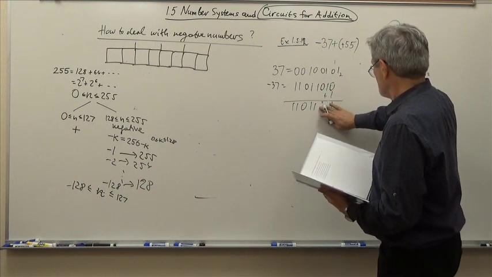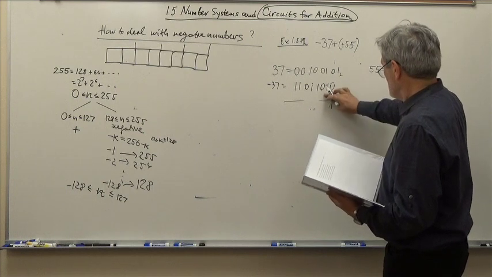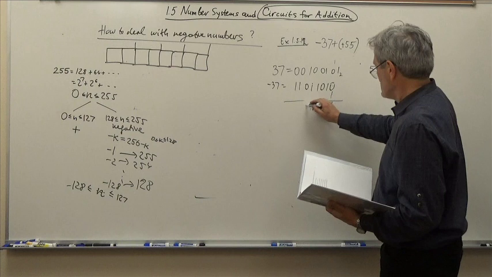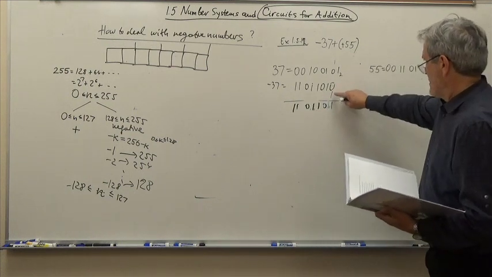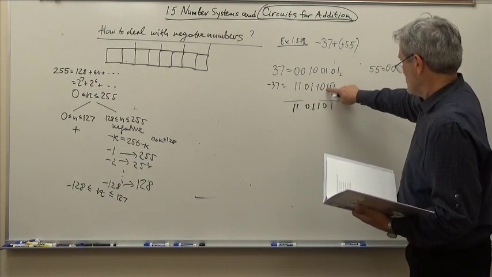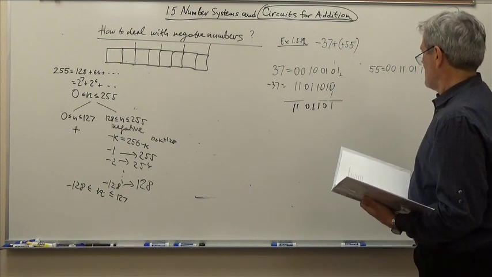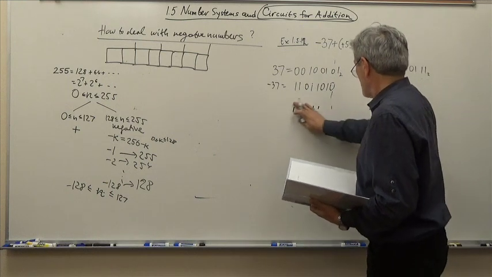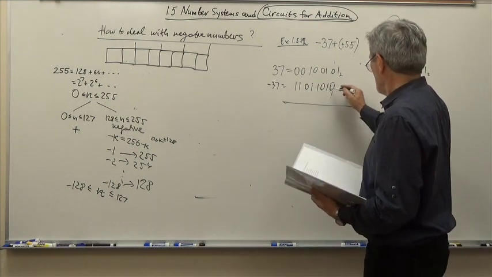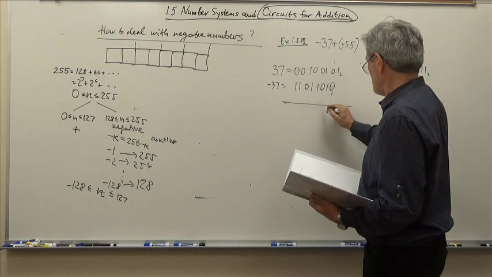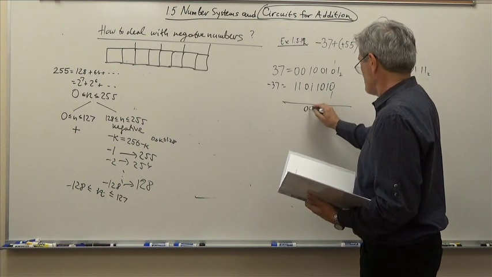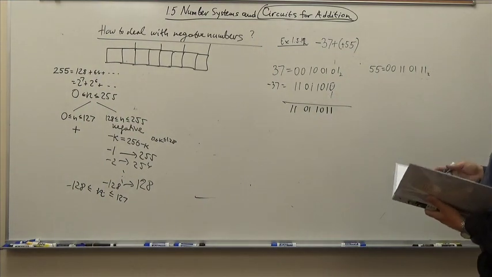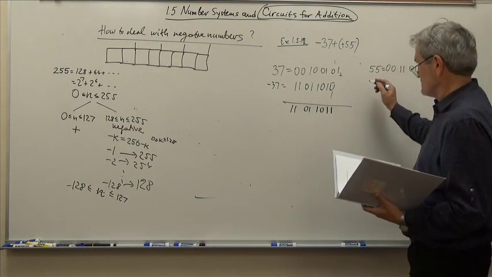Oh, I added wrong, sorry. This is plus. 0 and 1 is 1, I copy 1, 0, 1, 1, 0, 1. 0 and 1 is 1. Yes, so this one is just copy. Well, I have problems with addition. 0 and 1 is 1, I copy 1, I copy 1, 0, I copy 0, 1, I copy 1, 1. 1, 1, 0, 1, 1, 0, 1, 1. That's good. So that's negative 37.